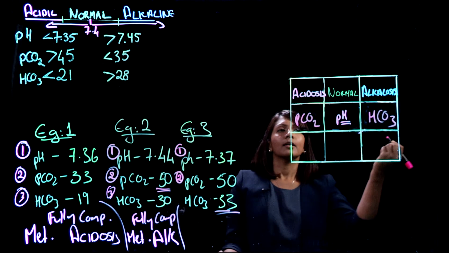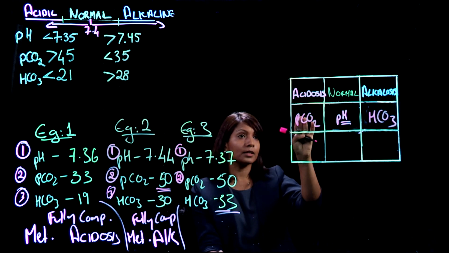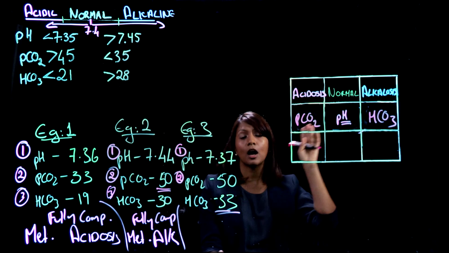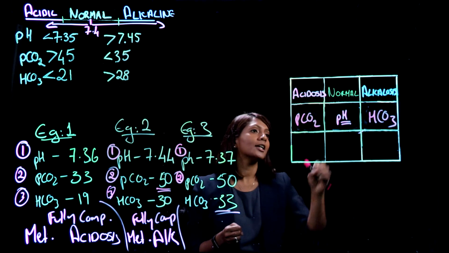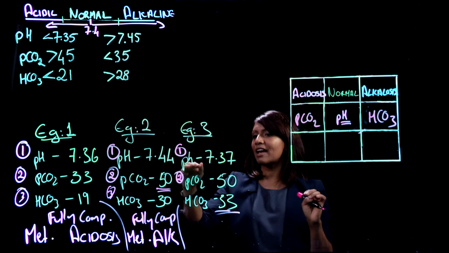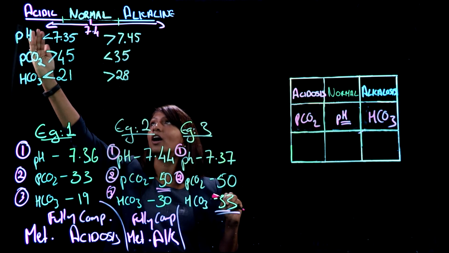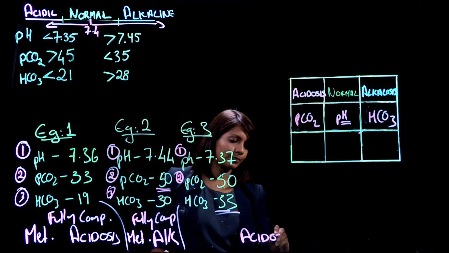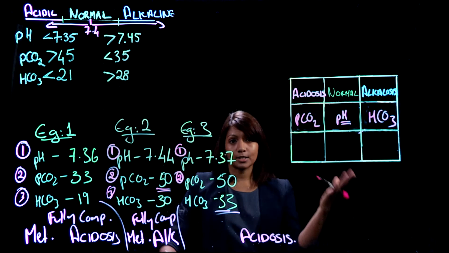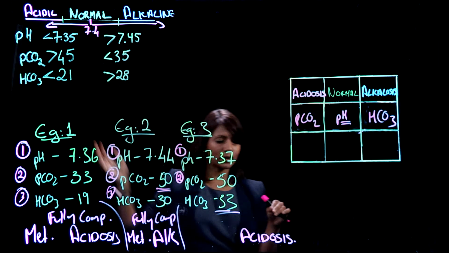So pH is normal. Both the PaCO2 and the bicarbonate are abnormal. So now how do we figure out what the primary problem was? Looking at the pH, it's 7.37. It falls below 7.4, which means the primary problem was probably acidosis. Primary problem is acidosis because the pH is less than 7.4.